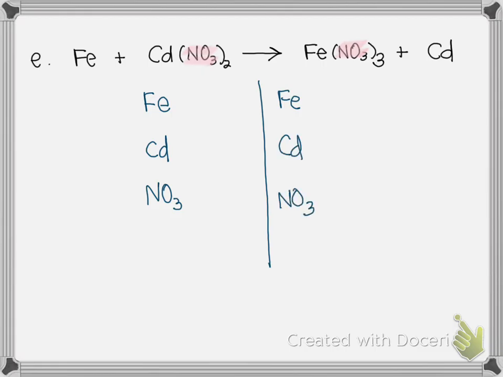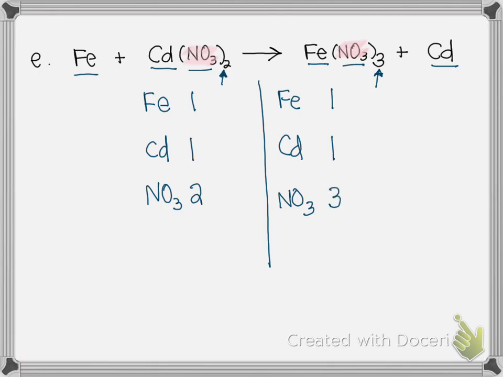All right, so first I'm going to do my Fe. So there's 1 and 1. Do nothing. Then I do my cadmium. There's 1 and 1. Do nothing. Now I do my nitrates. When you have a polyatomic ion and there's more than 1, they put a parentheses. So there's 2 on this side. Here's my nitrate. When you have more than 1, they put a parentheses, and there's 3 on this side.